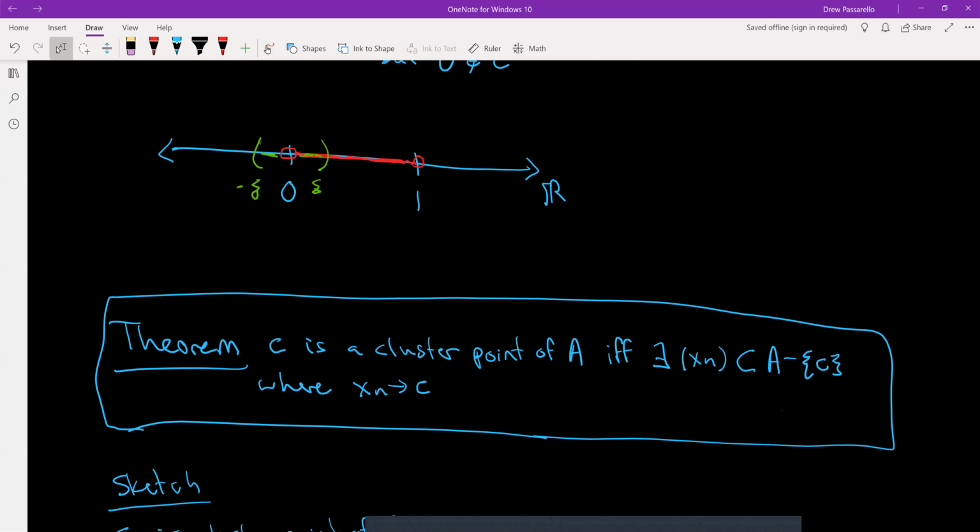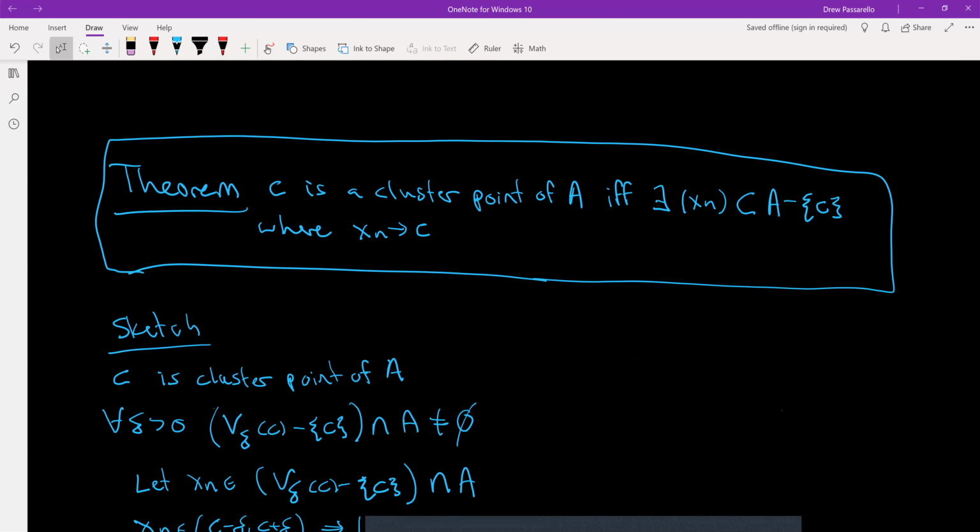So here's a theorem. C is a cluster point of a set A if and only if there exists a sequence xn contained in A subtract out the point C, where xn converges to C. So there exists a sequence xn, and it's contained entirely in the set A subtract C. All right, so to prove this, let's say you did the forward direction, you would assume C is a cluster point. Then you need to show that there exists a sequence contained in A subtract C where xn converges to C.